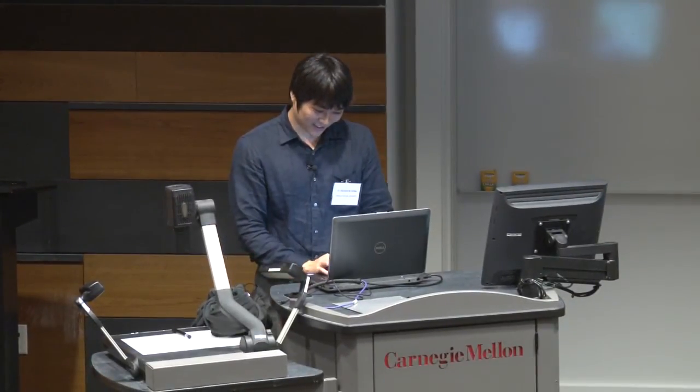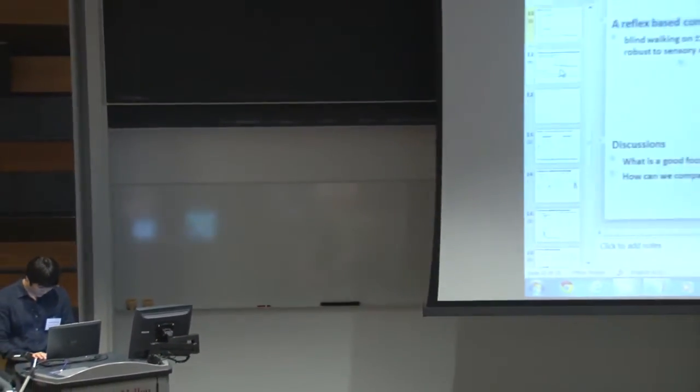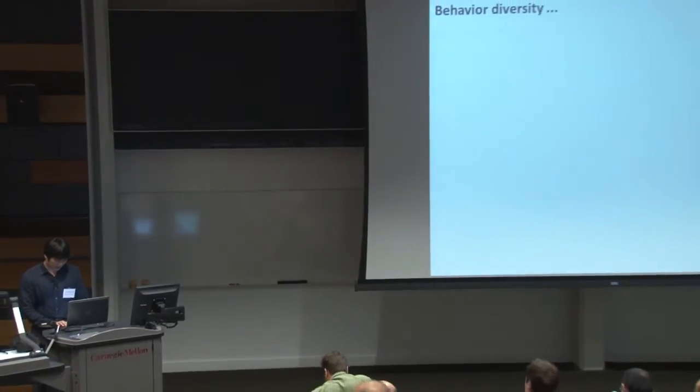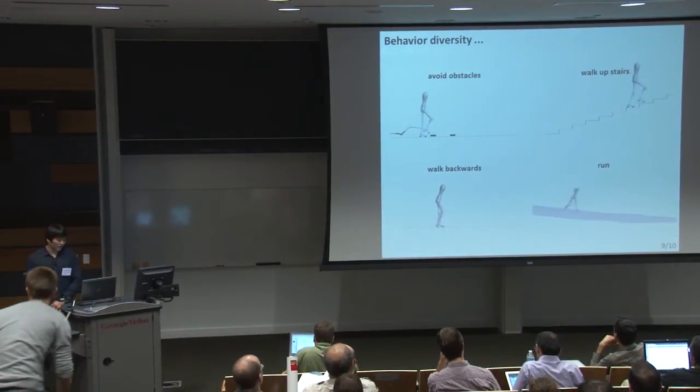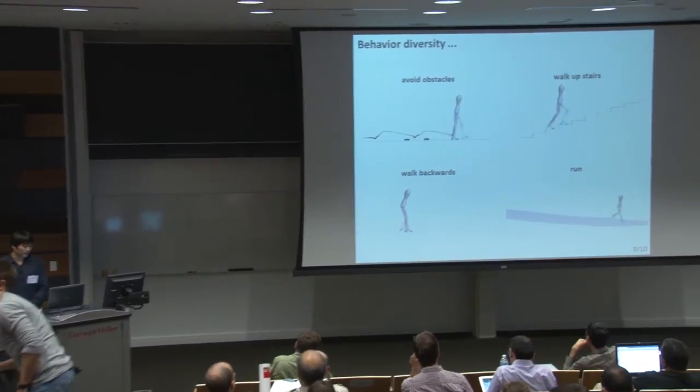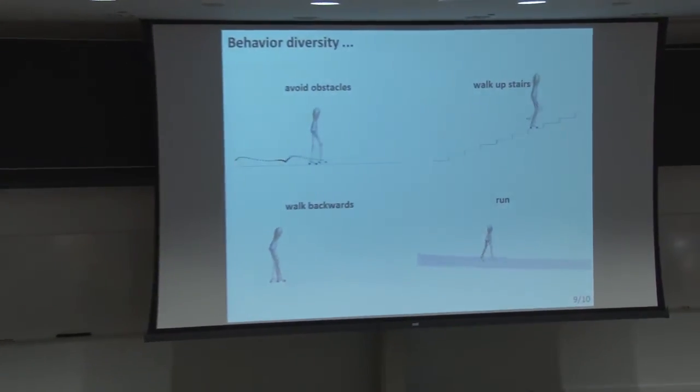Could you comment on how you got the different types of behavior that you showed in the last but one slide? Did you train explicitly for these different behaviors? And does the biped know the size of the step and the placement of the obstacles and things like that? Some were designed to be like that. Some I got by accident.